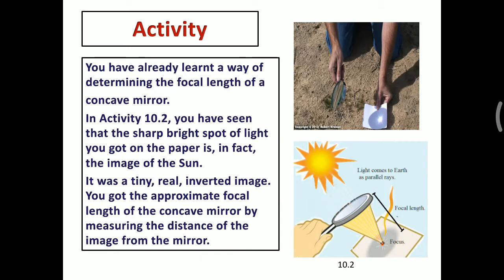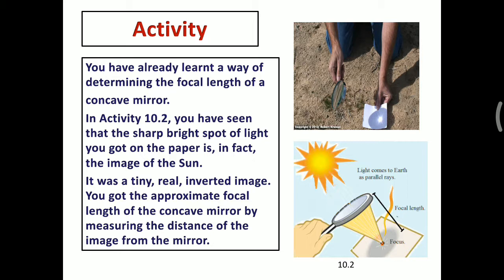For doing this activity, you have to take a concave mirror. You have already learnt a way of determining the focal length of a concave mirror. In activity 10.2, you saw the sharp, bright spot of light you got on the paper. In fact, it was the image of the sun. It was a tiny, real, inverted image. You got the approximate focal length of the concave mirror by measuring the distance of the image from the mirror.